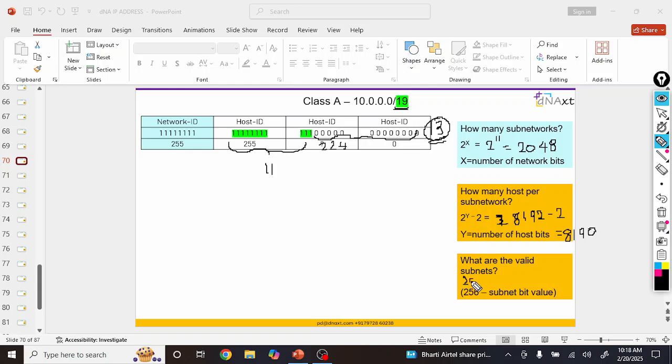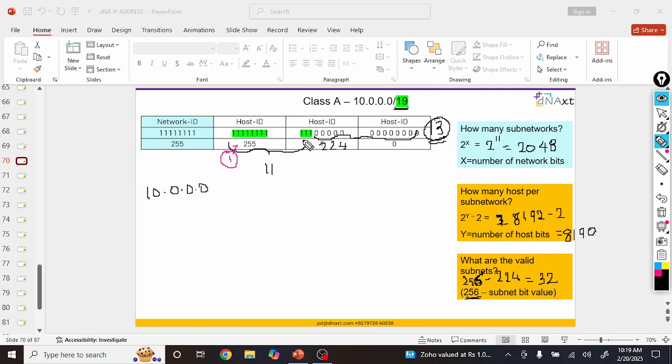What are the valid subnets? What will be the increment? There will be an increment of 1 in the second octet, and for the third octet, let's calculate 256 minus 224, according to the formula. That means there will be an increment of 32. So let's write down a few of them; we will not be writing all 2048.